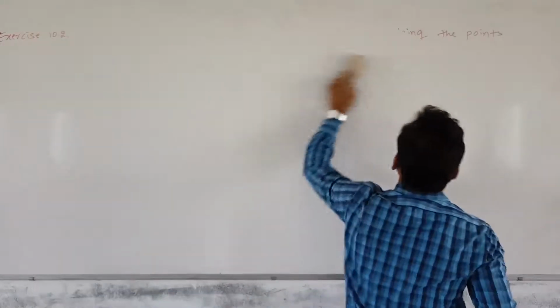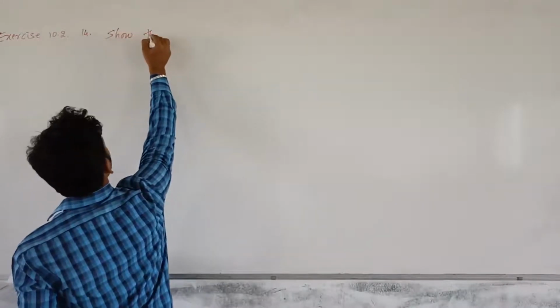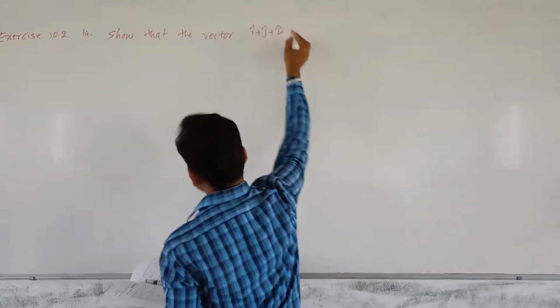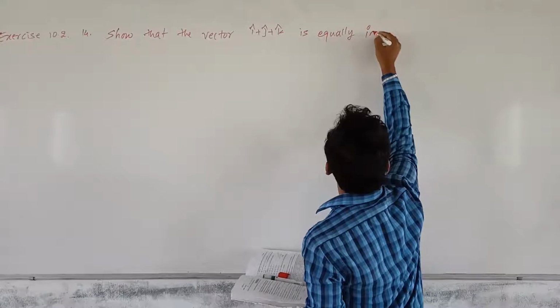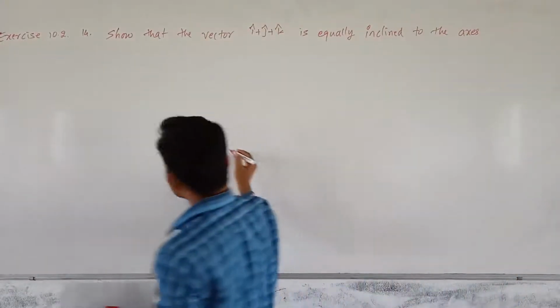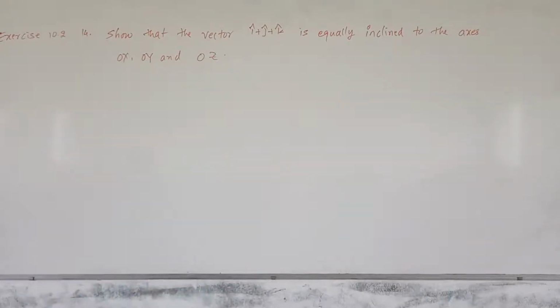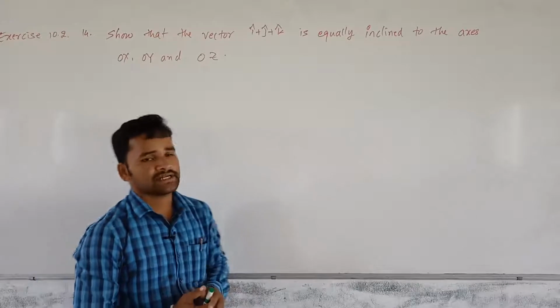Now let us take the next question, that is question number 14. Question number 14 is, show that the vector i plus j plus k is equally inclined to the axes OX, OY and OZ. Meaning our question is to show that the vector i plus j plus k is equally inclined to the x axis, y axis and z axis.